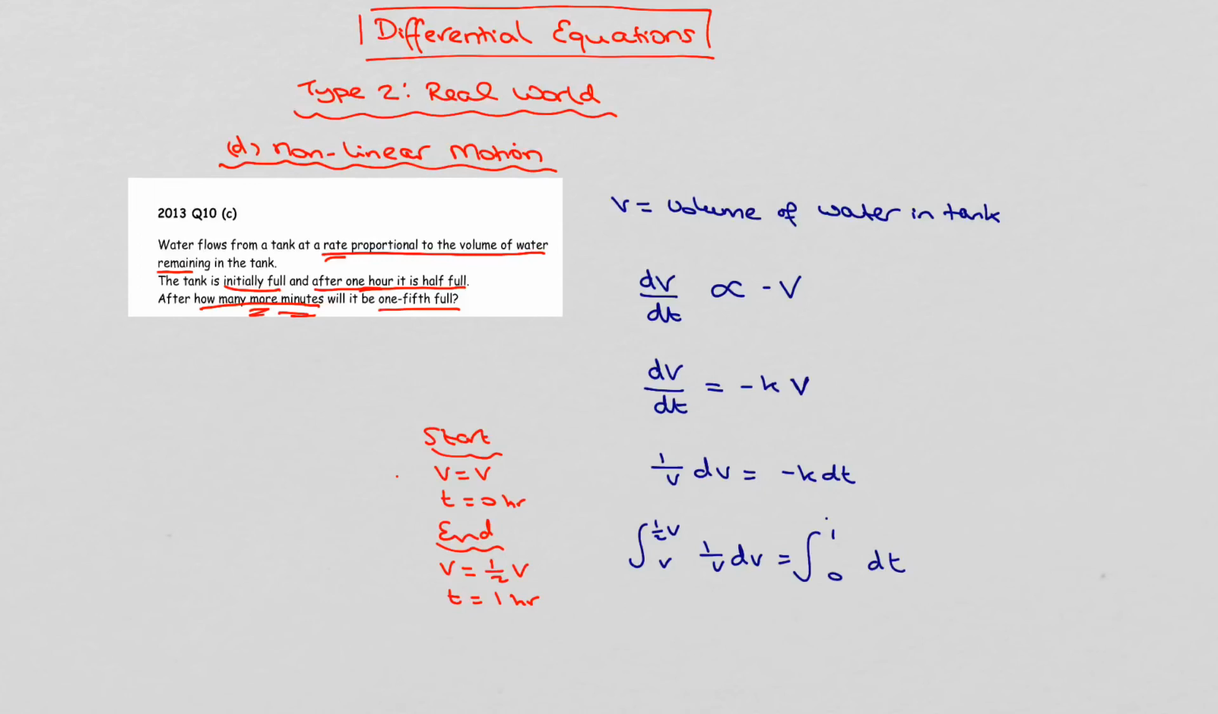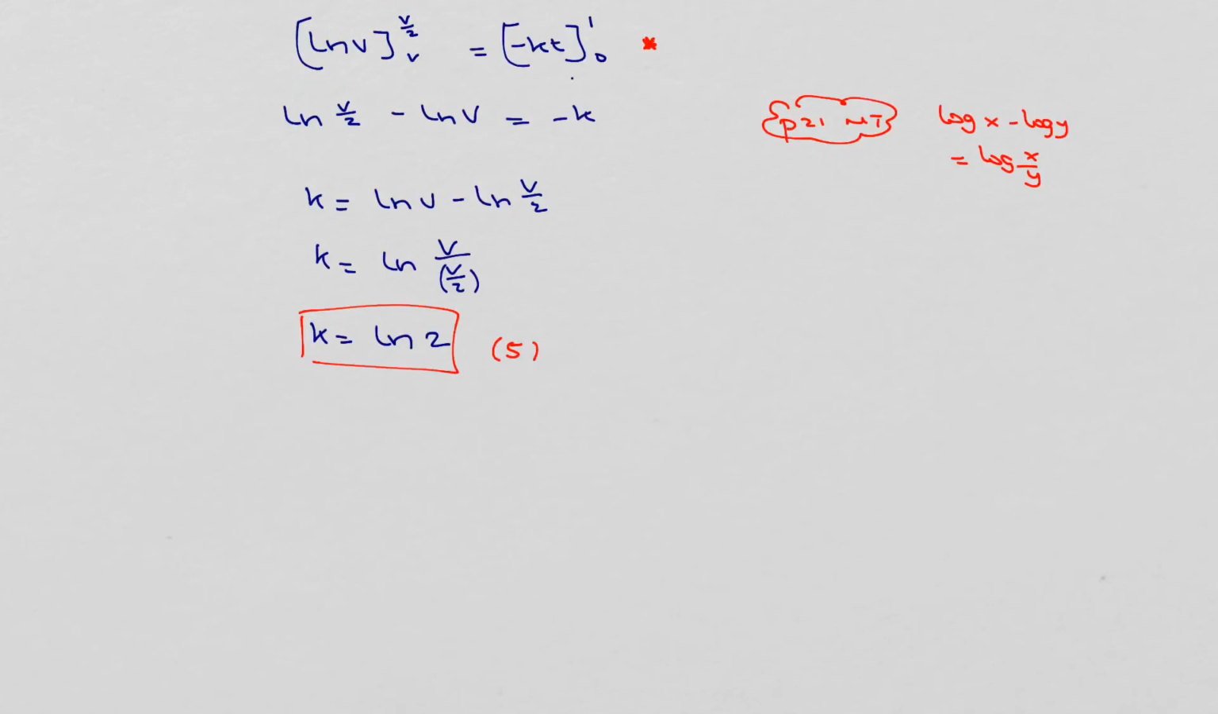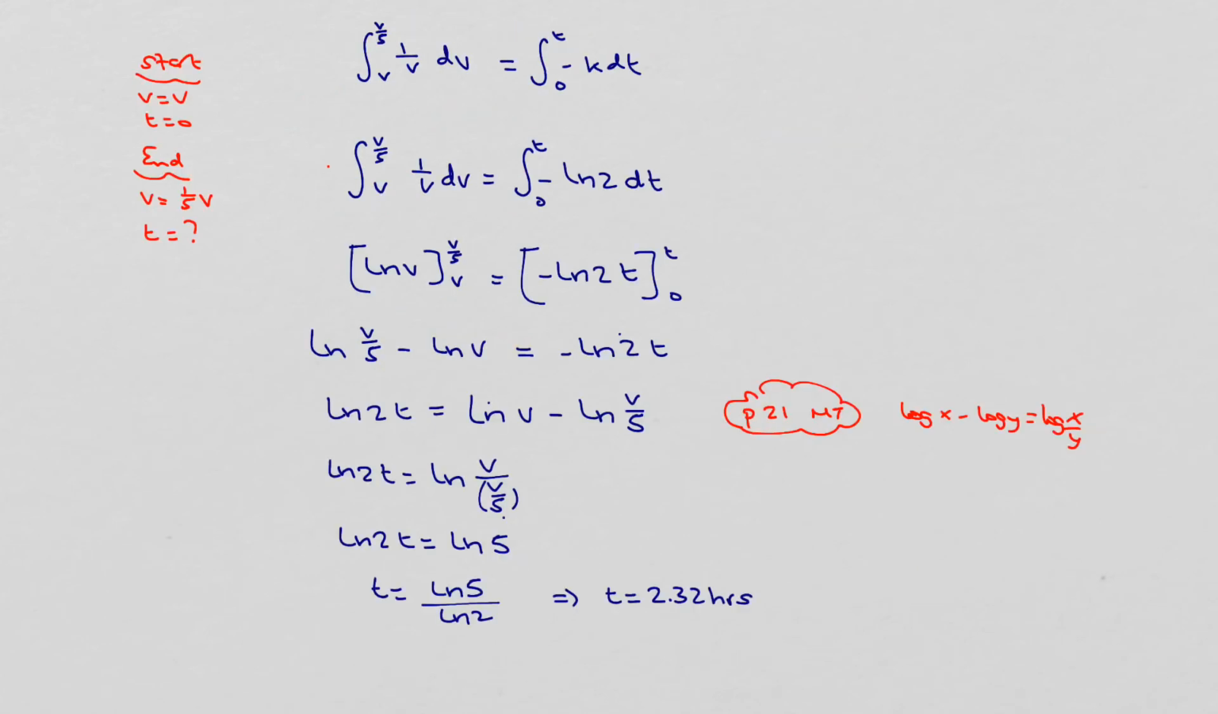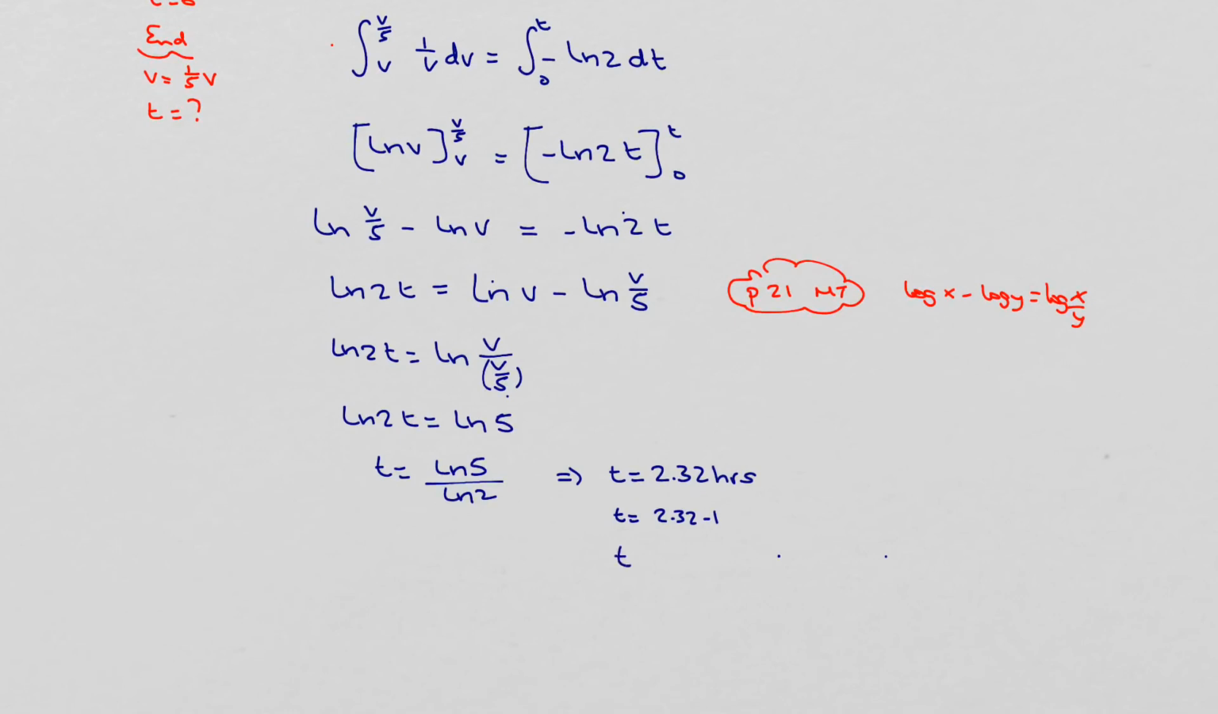So it was 1 hour when it was half full, and we want to know when is it now 1/5 full. So it took an hour to get to half full, and therefore if I get the difference, so 2.32 minus an hour, then that gives us our time is 1.32 hours more. But of course in minutes, well, we have 60 minutes in an hour, and therefore that's going to give us 0.32 times 60 plus 60, which is 79.2 minutes more.